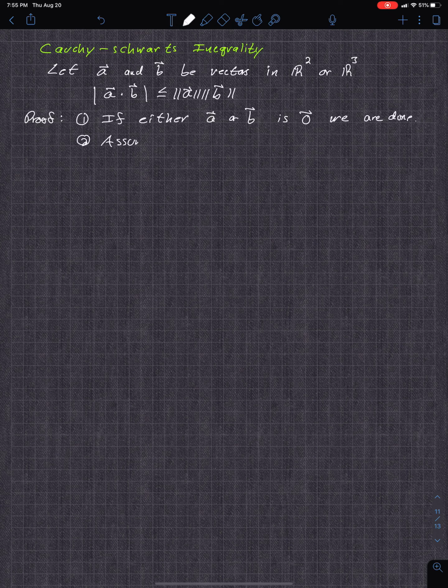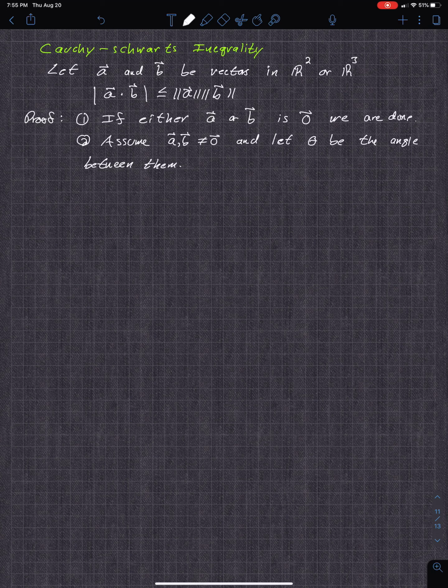So case 2, assume A and B are non-zero vectors, and let theta be the angle between them. Okay, just like before. But you want to say it. These are the sort of stuff, we're getting a bit more rigorous in our mathematics. These are little details you need to be able to say and communicate with your reader. In most cases, it's me, but still.